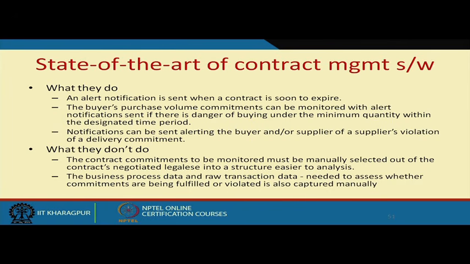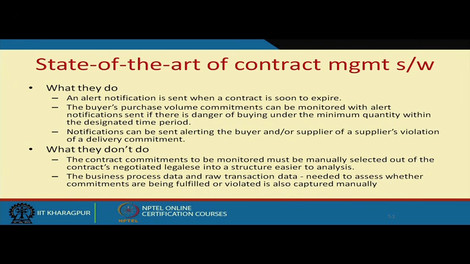Now, let us look at what the state of the art contract management software does and does not do. First of all, what they do? They can provide alert notification when the contract is soon to expire. The buyer's purchase volume commitment can be monitored, with alert notifications sent if there is a danger of buying under the minimum quantity within the designated time period. Notifications can be sent alerting the buyer and the supplier of a supplier's violation of the delivery commitment.